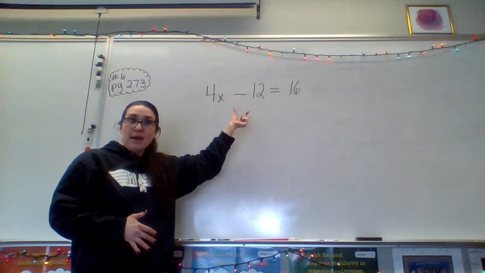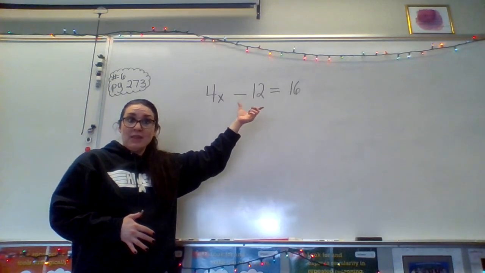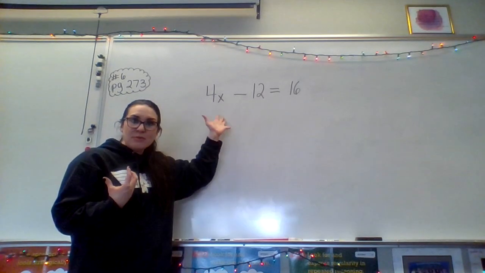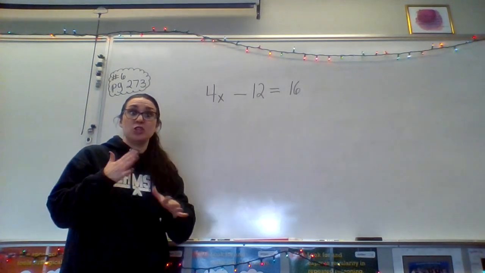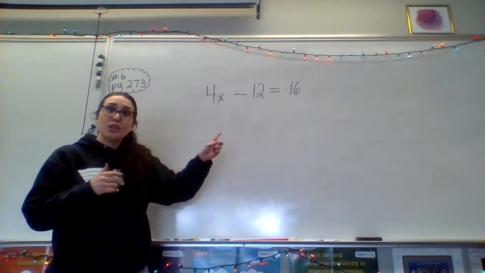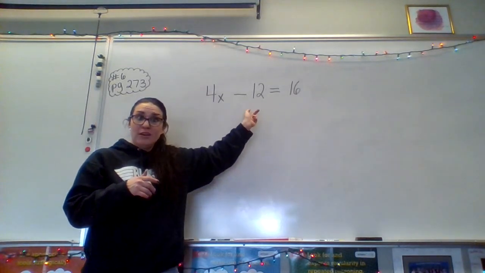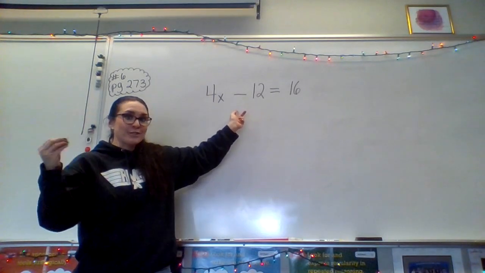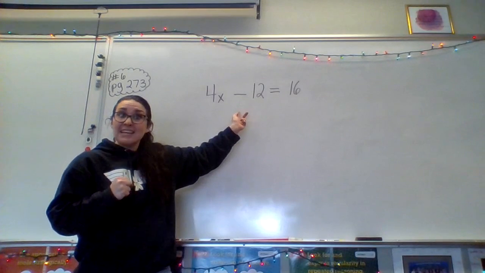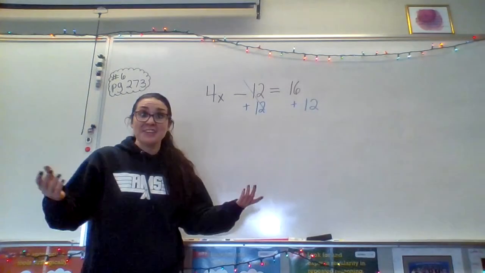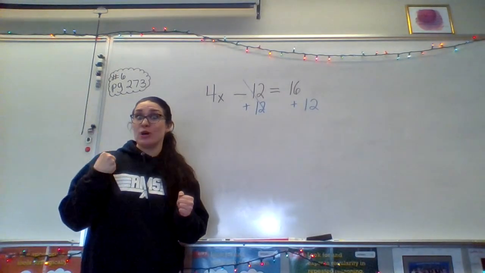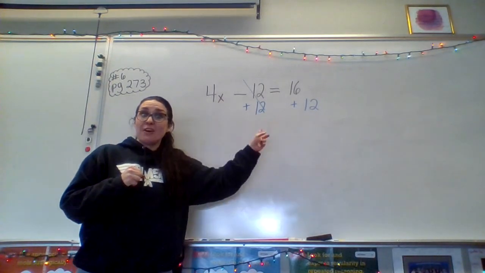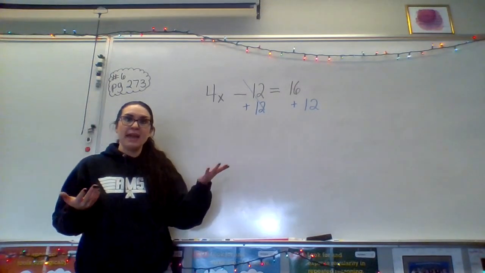So we have 4x minus 12 equals 16. Now remember, our goal is to isolate that variable, right? So anything that was done to this x, we essentially need to undo all of it, okay? Now you'll notice that we subtract that 12, right? So I want to undo that part first. So what's the inverse operation or the opposite of subtracting 12? The inverse operation of subtracting 12 is adding 12, right? Remember, we're going to do that to both sides of our equation to keep it equal, okay?